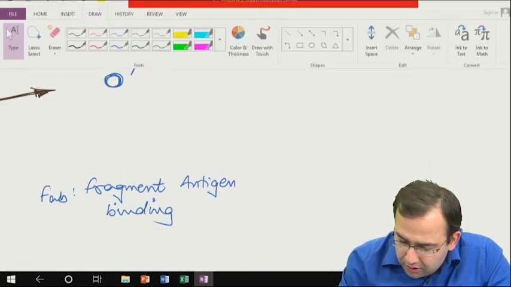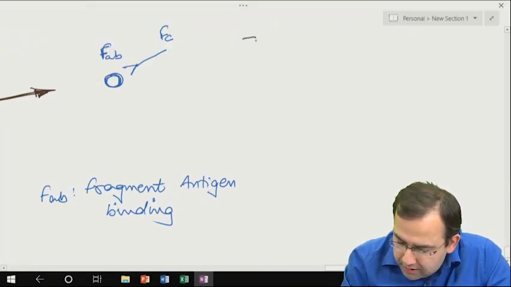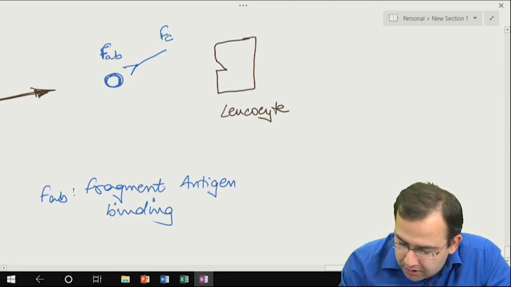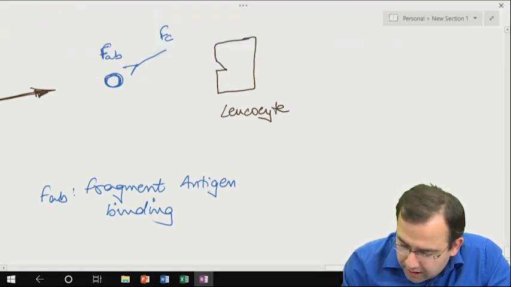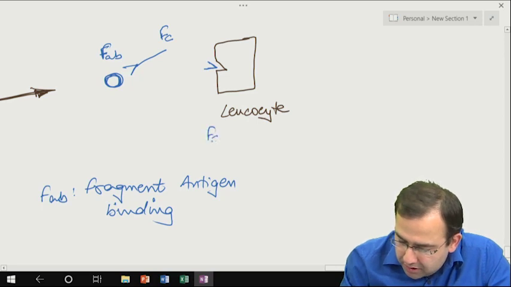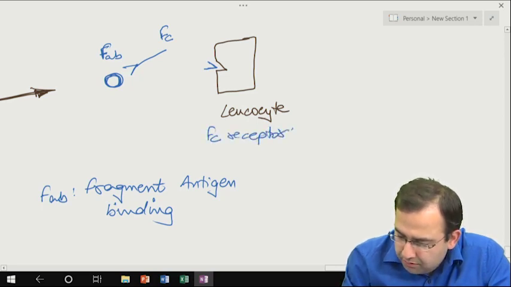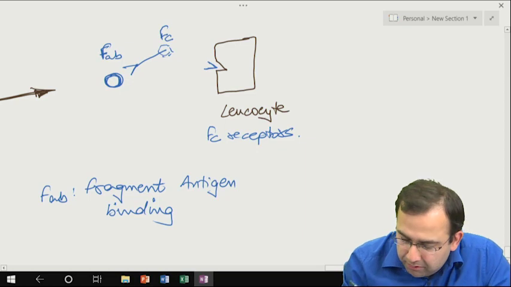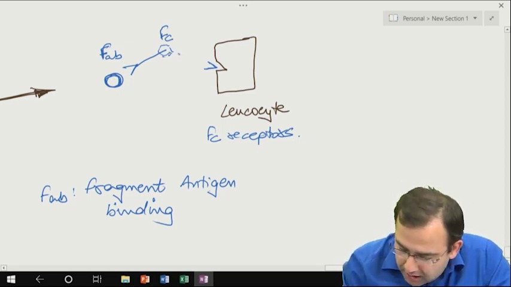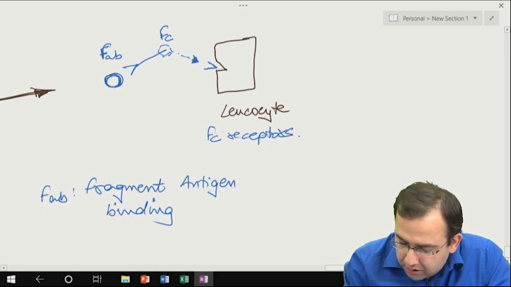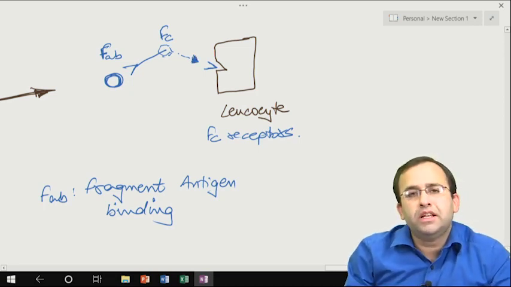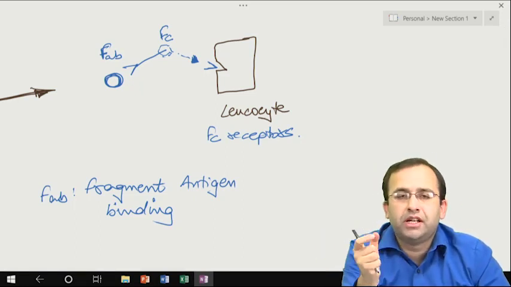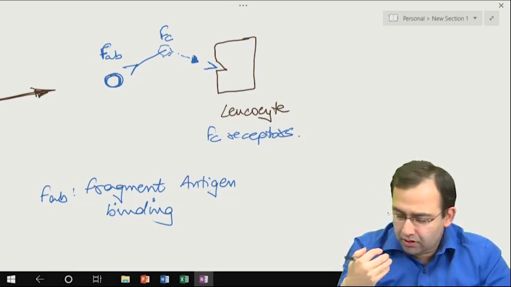Now, this is the leukocyte, which has FC receptors. So, what is making the bacteria tasty for phagocytosis? FC fragment of IgG. It goes and binds to the FC receptor. This is the opsonization agent, FC fragment of IgG. It makes the bacteria tasty for phagocytosis.